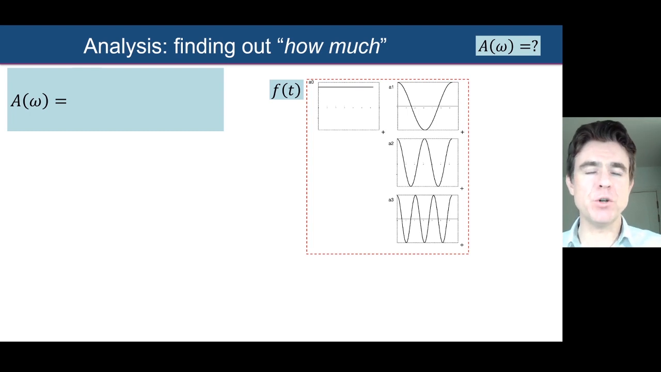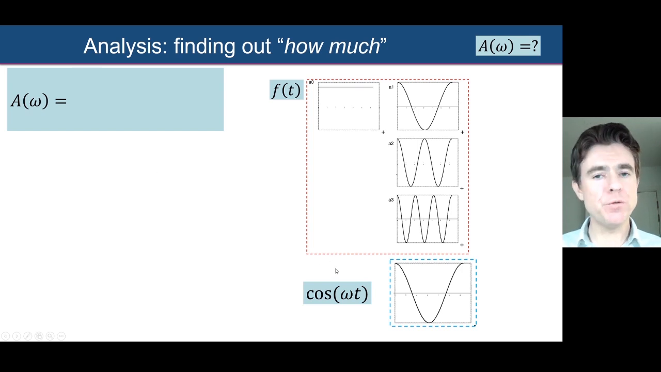We're trying to find how much of each frequency is present in f of t. So for simplicity here, imagine I'm trying to find the value of a for omega equal to 1. Well, we know for omega equal to 1, that would be a cosine of just one waveform fitting in 2 pi.